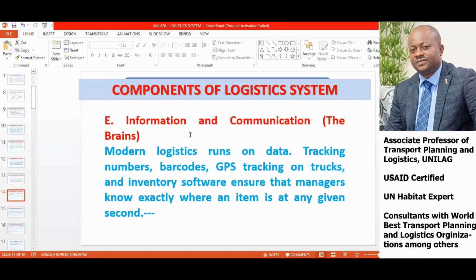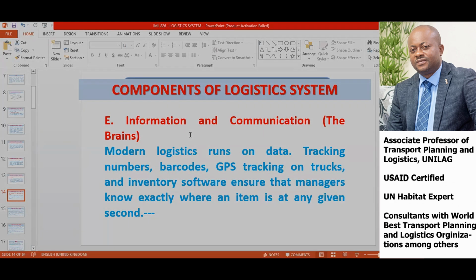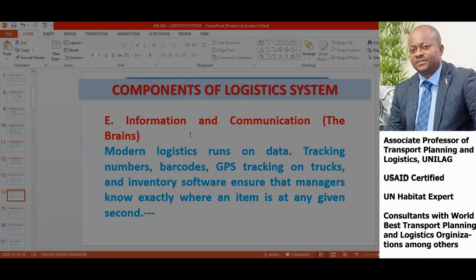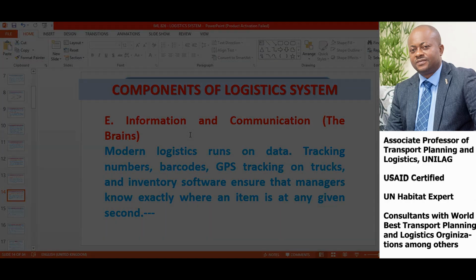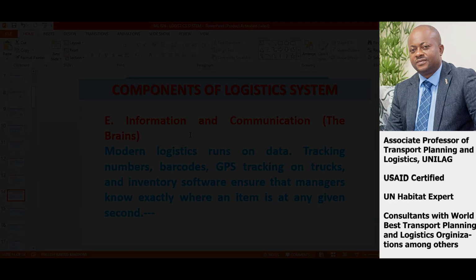And also right information. They don't send you a message that belongs to another person, and they bring it at the right time. All these are possible because of this component of logistics, which has to do with information and communication. So you see the pieces, when they come together, that is when we have a logistics system.